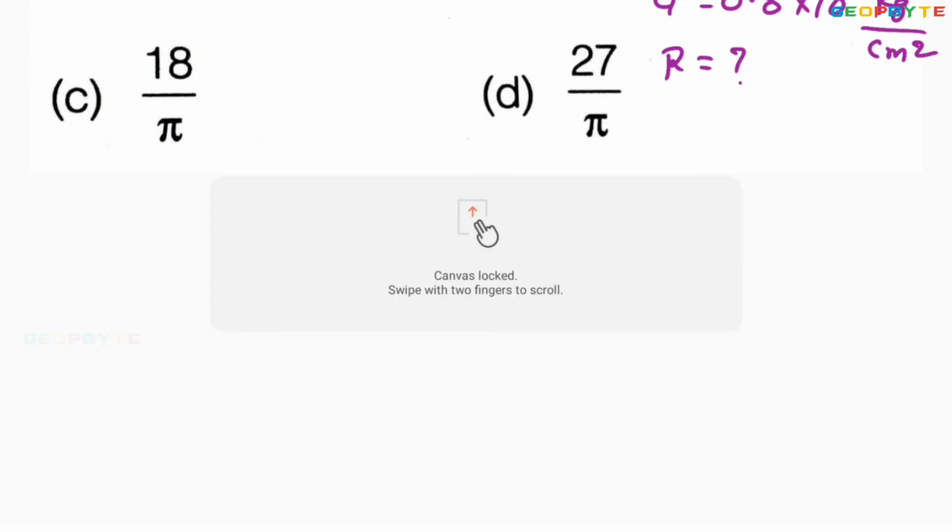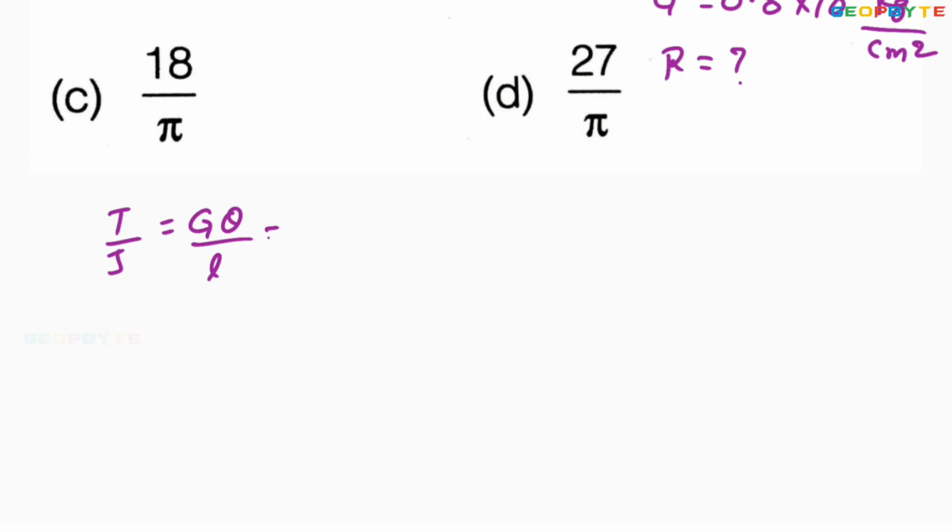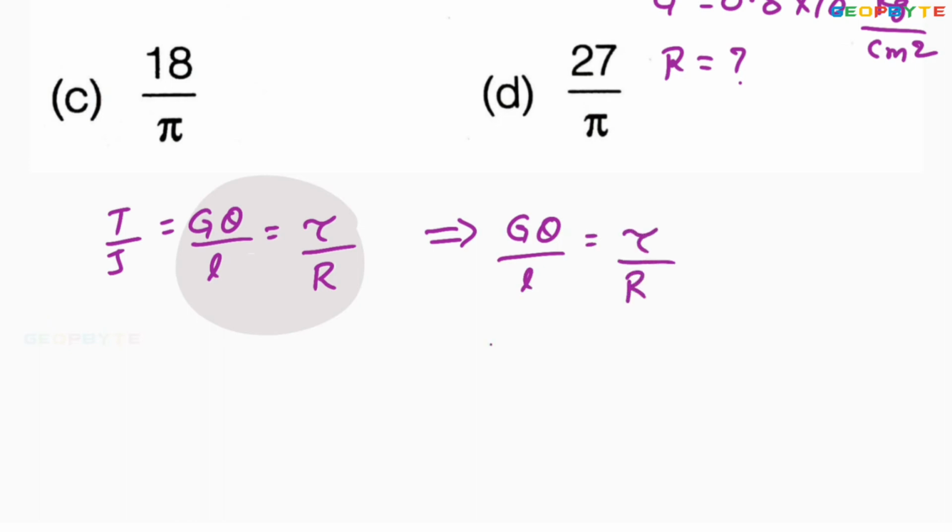Here, the angle of twist. The torsion equation is T by J equal to G theta by L equal to tau by R. Take this particular relation. From this, I can write that G theta by L equals shear stress by radius. From this, the radius of the shaft equals tau into length by G theta.